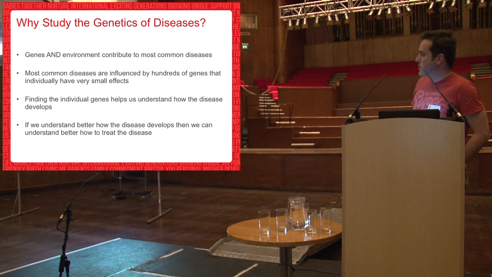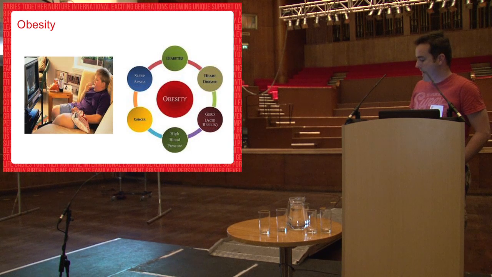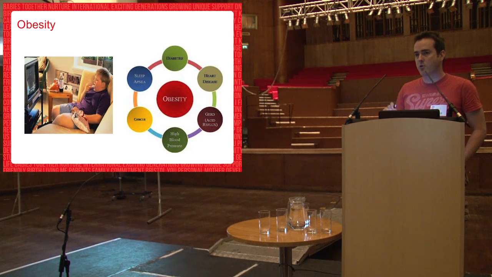So why are we interested in doing this? Well, finding individual genes helps us understand how the disease develops, and if we understand better how the disease develops, then we can better understand how to treat the disease. I'm just going to talk about one disease in particular, because I've only got about 10 minutes, and that's obesity. Hopefully I'll show you that the children of the 90s cohort played an integral part in the discovery of the first gene for obesity.